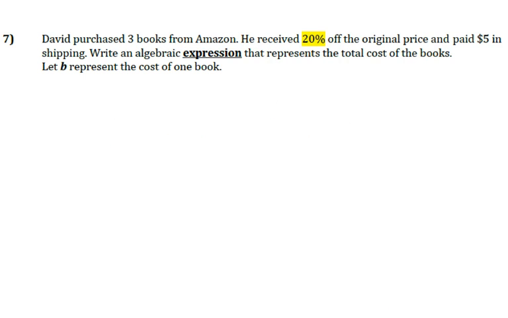Number 7. David purchased 3 books from Amazon. He received 20% off the original price and paid $5 in shipping. Write an algebraic expression that represents the total cost of the books. Let B represent the cost of one book. So this is key for us to make sure we see this. B represents the cost of one book. So if we're buying books, the cost is B. Well, we can multiply this by the number of books, which is 3. He purchased 3, so 3 times B.